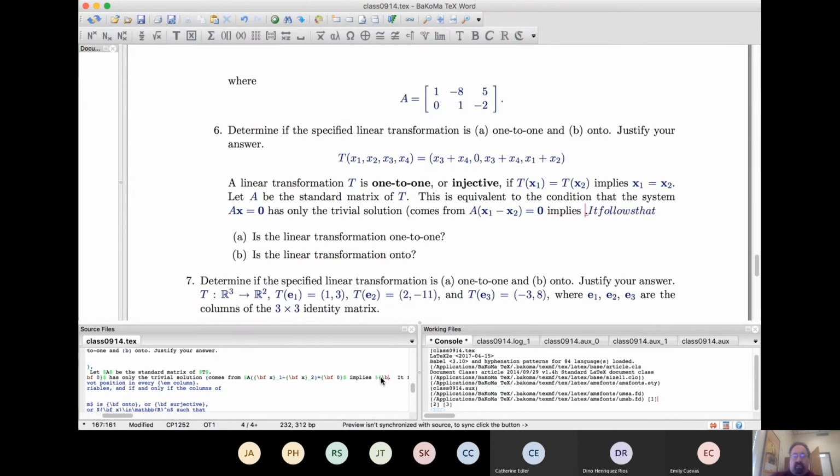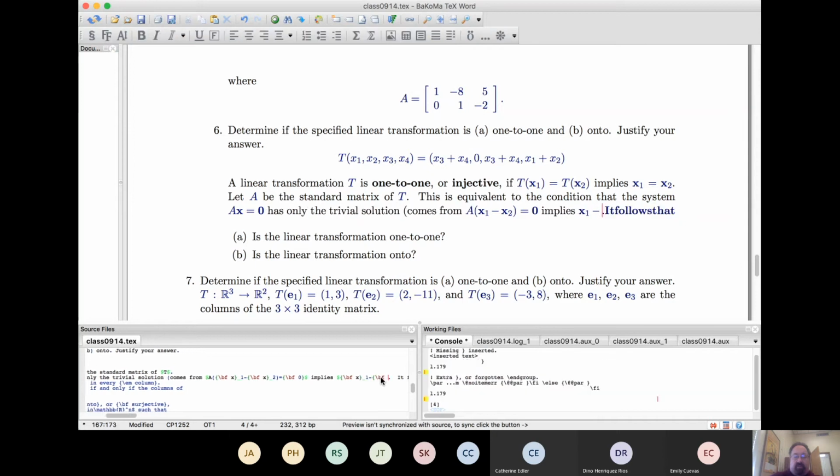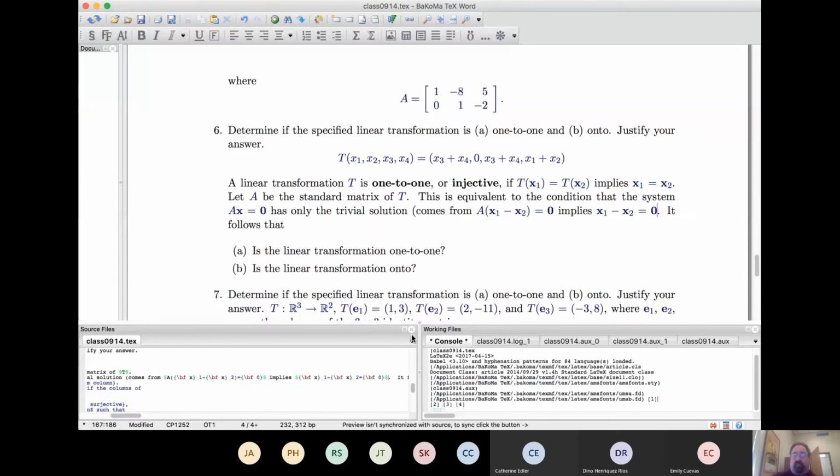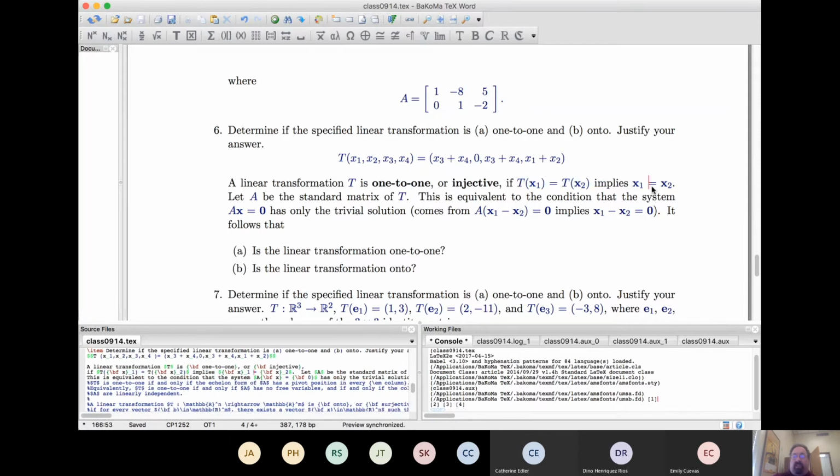Implies that x1 minus x2 equals a 0 vector. Okay. All right. So these conditions are equivalent, where transforming x1 is the same as multiplying x1 by A. So what does this say? If this implies this, it means that Ax equals 0 has only the trivial solution.